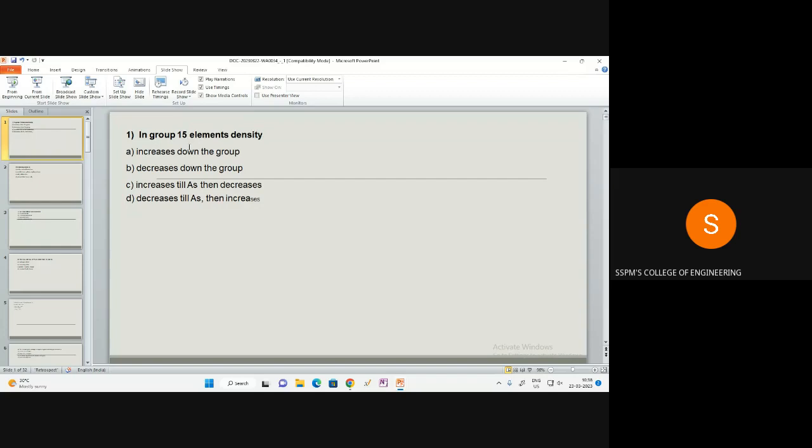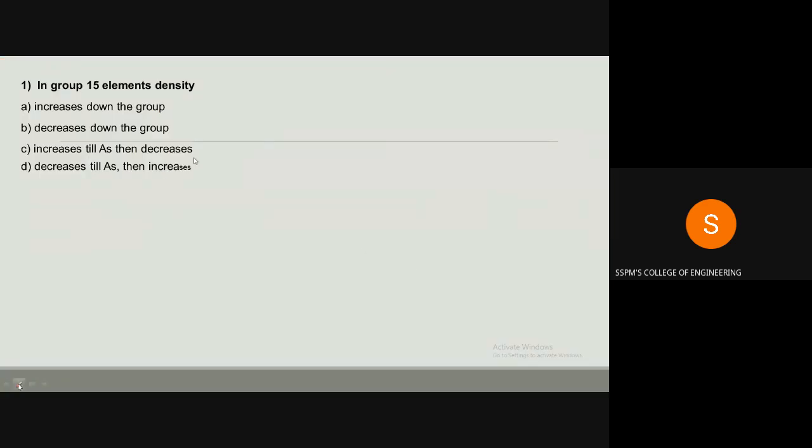So in group 15 also and 16, they may ask questions, basically questions are asked on P block elements. Let us see the first question. In group 15 elements, density will be: increases down the group, decreases down the group, increases and then decreases, or decreases and then increases. So the correct option is increases down the group.